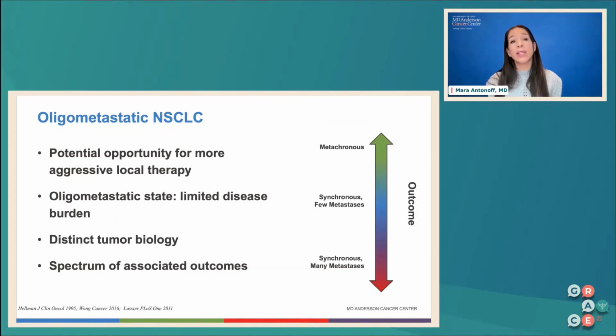As we clinicians and scientists think about oligometastatic lung cancer, we recognize that this may have potential for more aggressive local therapy. And I'll talk a little bit more about what local therapy means in a moment. But we think of this oligometastatic state as one that is metastatic but has limited disease burden. And the tumor biology in this circumstance may be distinct or different than what we would see from individuals who may have many greater sites of metastasis.